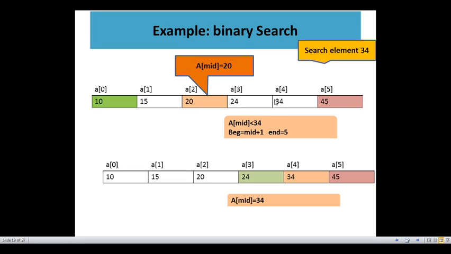Then first compare this 34 with your element. If the same, then return the location. If not the same, then again based on this result, check in the lower half or the upper half. Here 34 equals 34, so A of mid equals 34. We found this element at the location A of 4, so return the location.